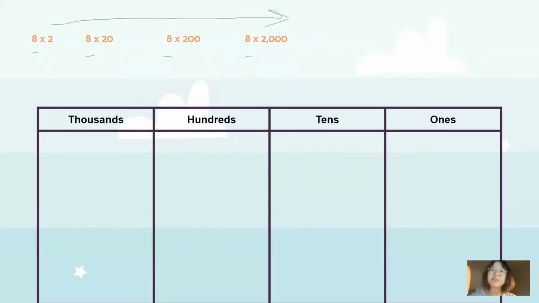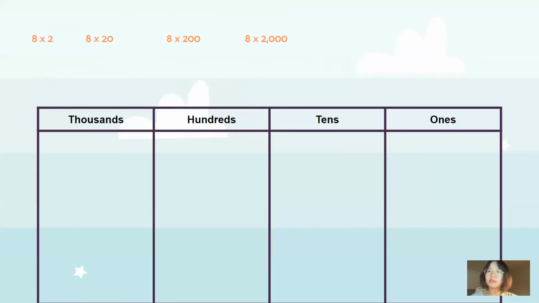So what is 8 times 2? That is 16. 8 times 20, 16 tens. And 8 times 200, 1600. 8 times 2000, 16 thousands. Okay, and what happens if we change the unit from 8 times 200 to 800 times 2? Does the answer change? Okay, let's see. So we have 8 times 200.